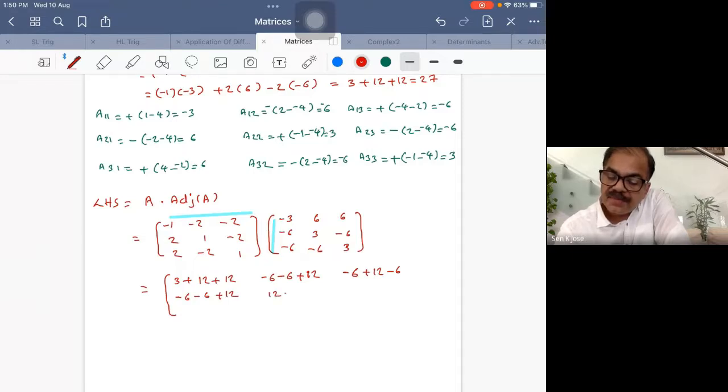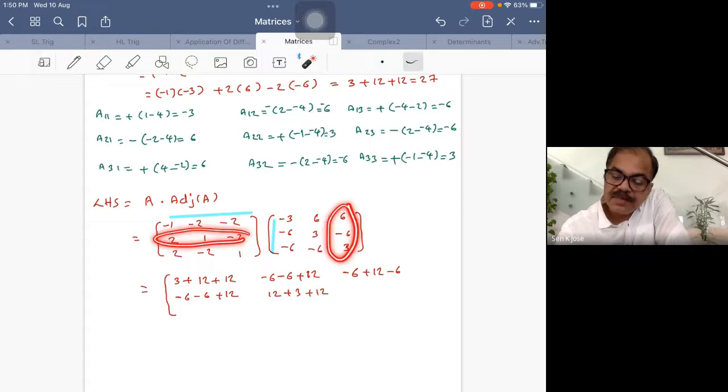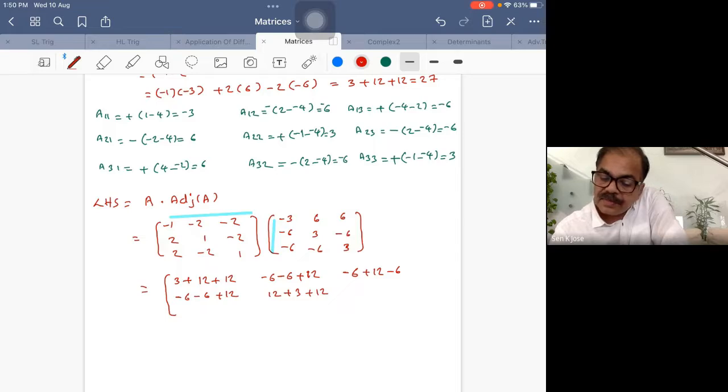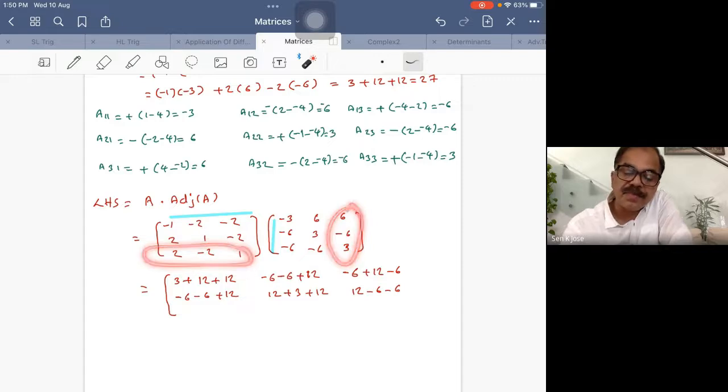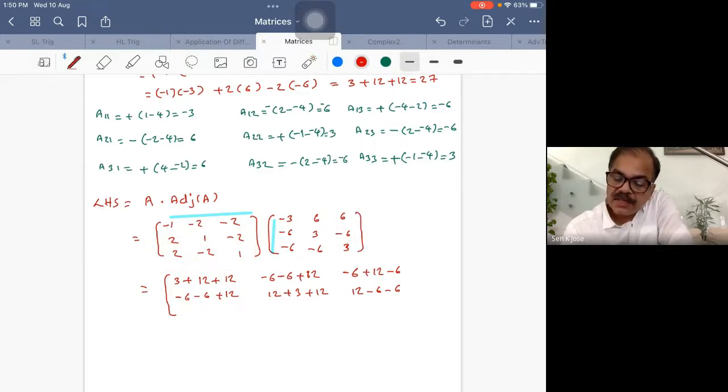That's 12 plus 3 plus 12. And the next is second row into the third column, which will give me 12 minus 6 and minus 6. Then finally the third row into the first column, third row into the second column, and third row into the third column. So third row into the first column is minus 6 plus 12 and minus 6. 12 minus 6 and minus 6. I have 12 plus 12 plus 3.